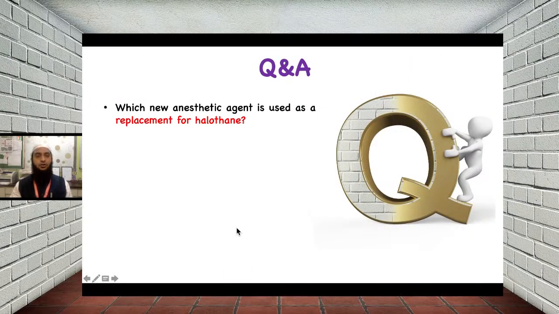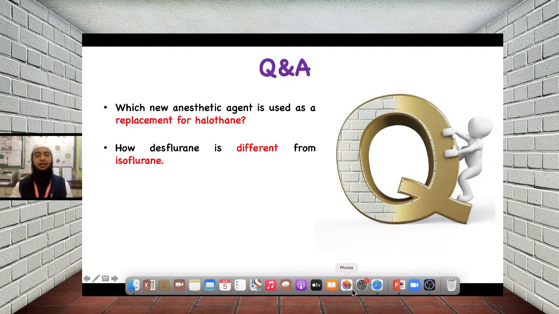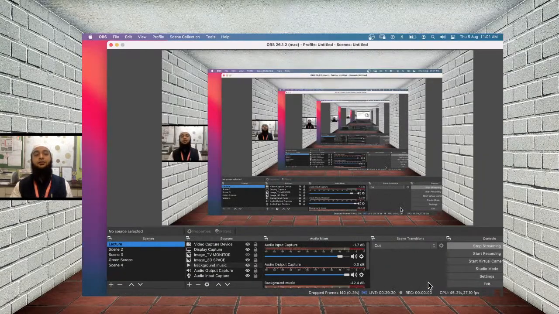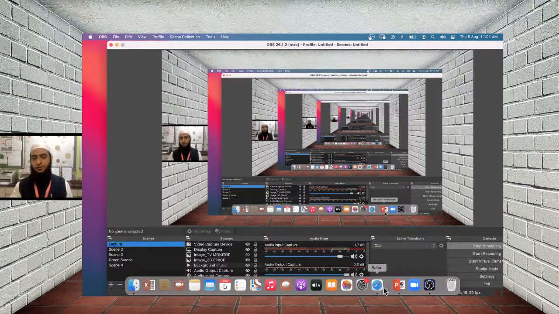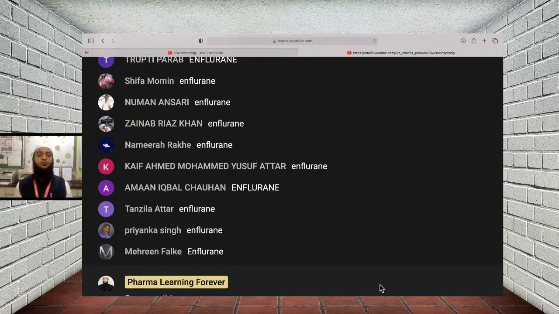Let's see the second question. How is desflurane different from isoflurane? What is the difference between desflurane and isoflurane? I want to know the difference with reference to their structure. Okay, the structural difference between desflurane and isoflurane. What changes have we made to convert it into desflurane?